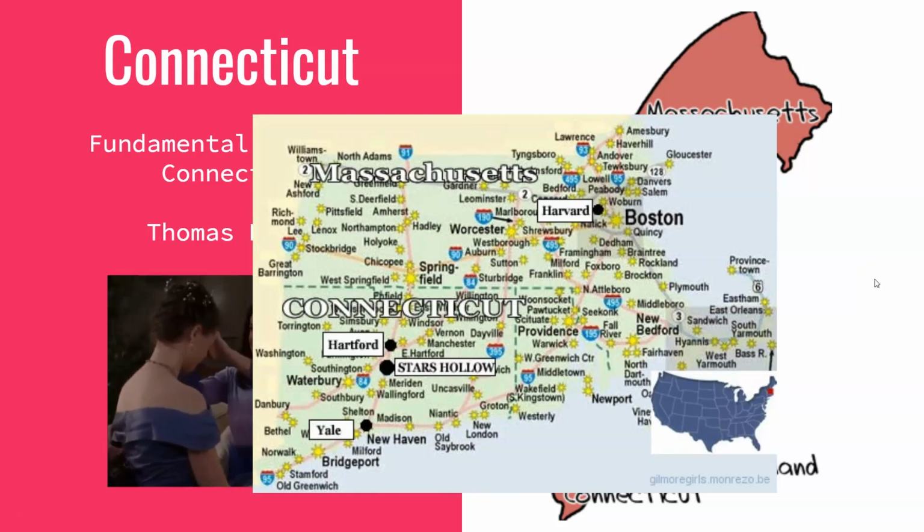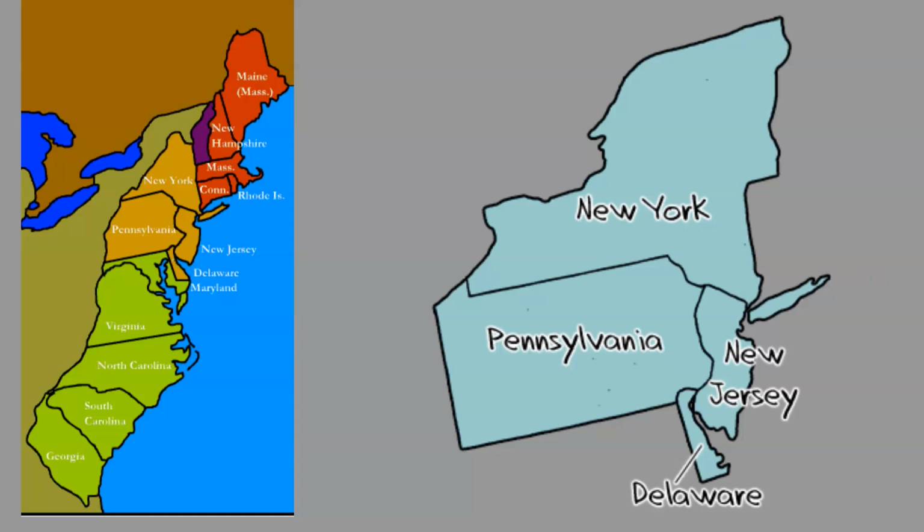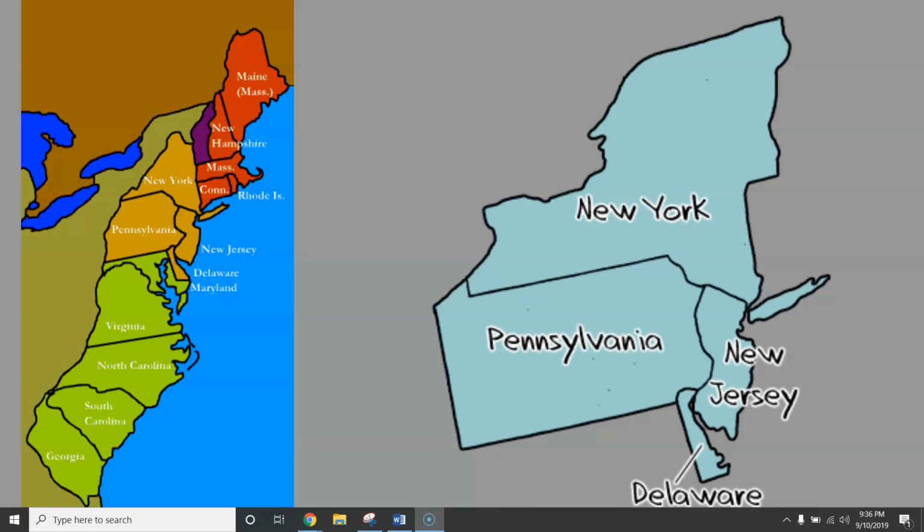Okay, let's say goodbye to New England. Bye, New England. Bye, Puritans. Bye, rocky soil. We'll see you later. Let's move on to the breadbasket colonies, also known as, of course, the middle colonies.